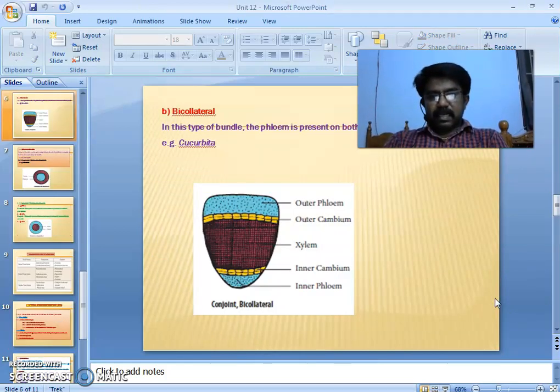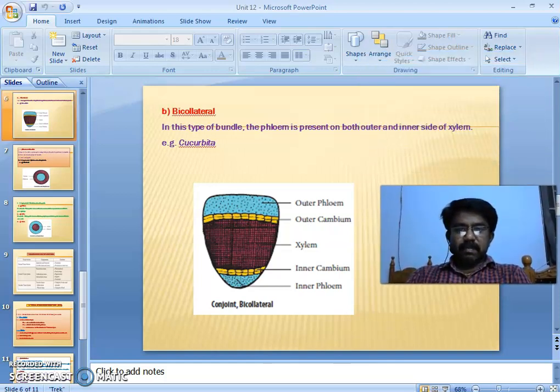Next, bicollateral. In this type of bundle, the phloem is present on both the outer and inner side of the xylem. Example, cucurbitae. Do you know about cucurbitae? It is one of the plants.